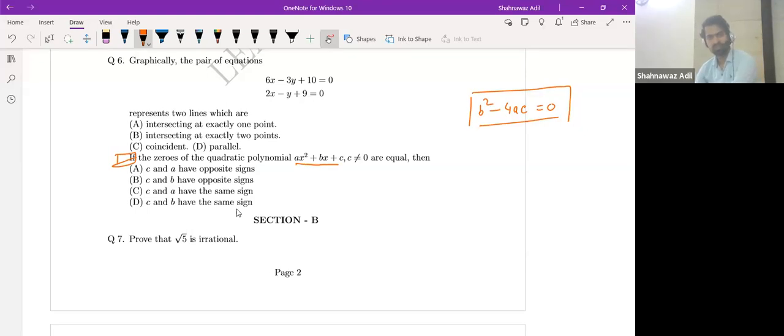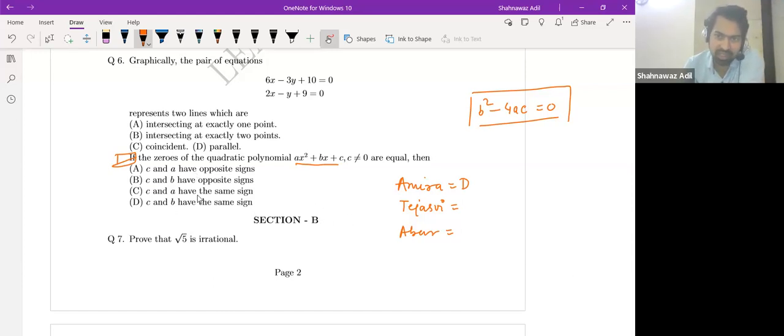Sir, 2 or D? Okay, so Amira is saying D. Yes, Tejasvi and Abir, what about you? What do you think? Sir, I don't remember what I wrote. I will check right now.